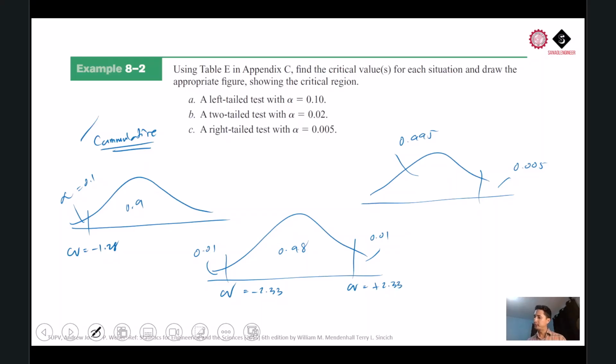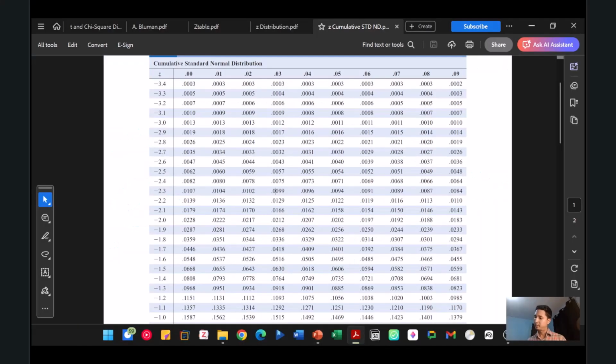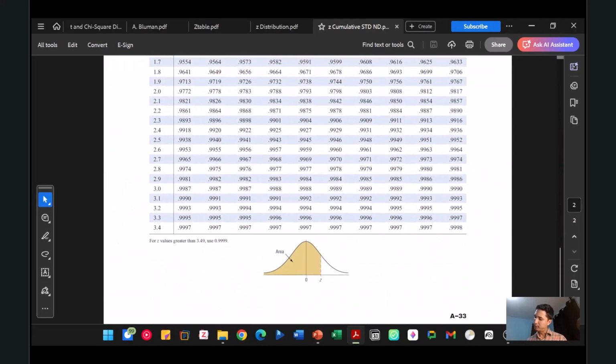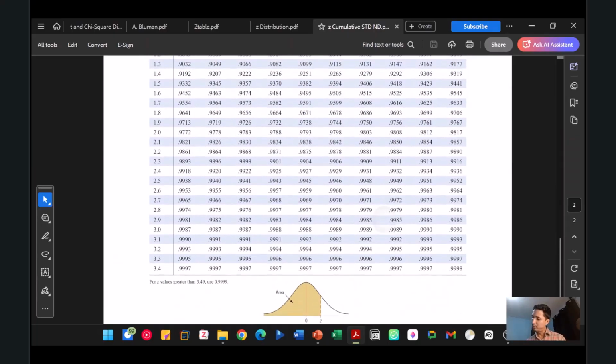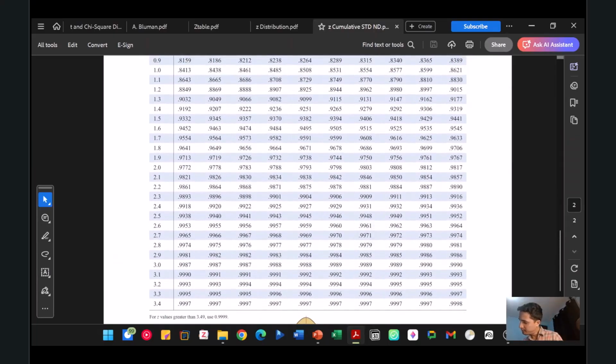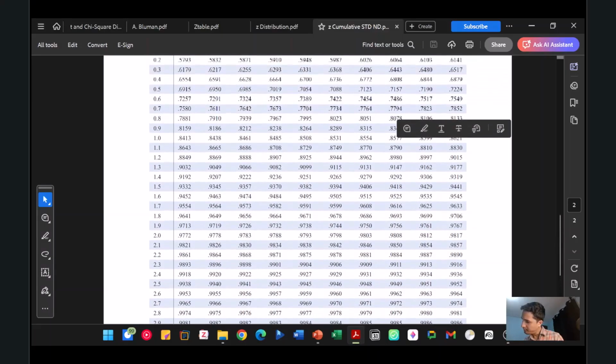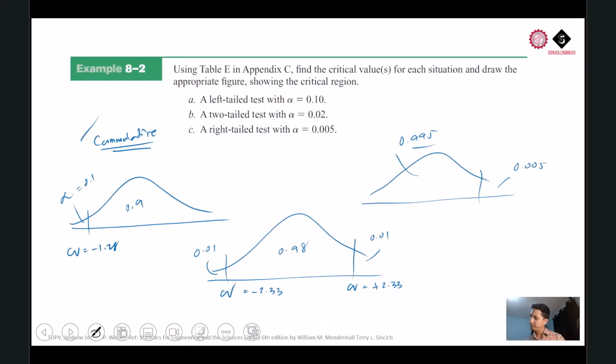And the last is 0.995. 0.995 is to the right. 0.995, I think it is 0.9949. So that's 2.57. This is 2.57. So those values were determined using the cumulative table.